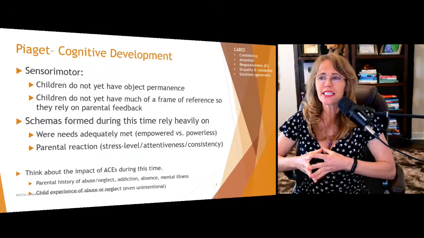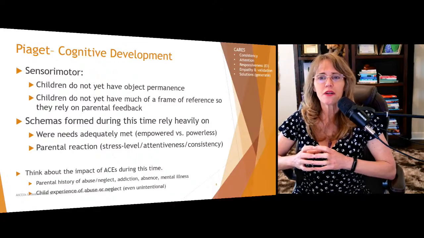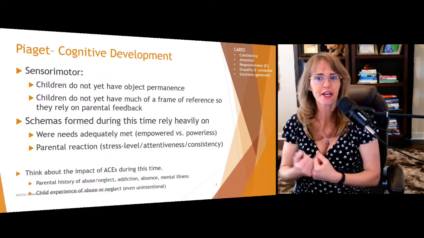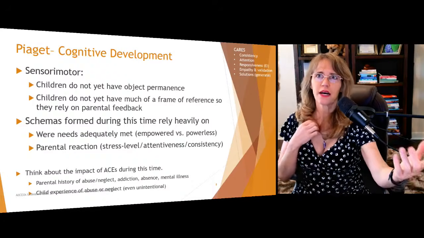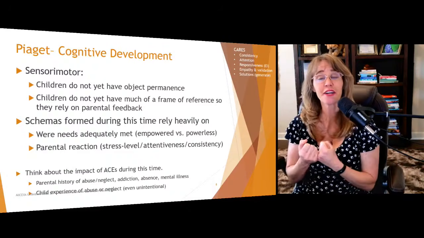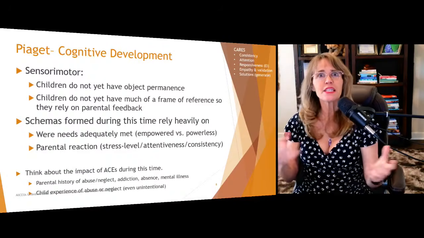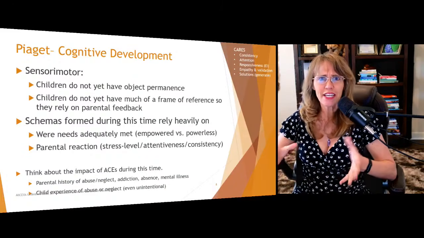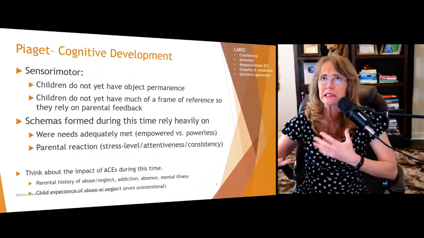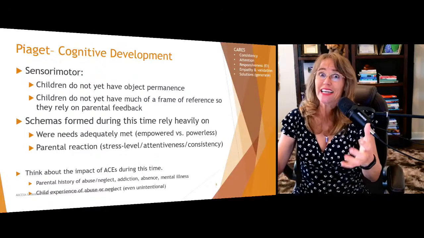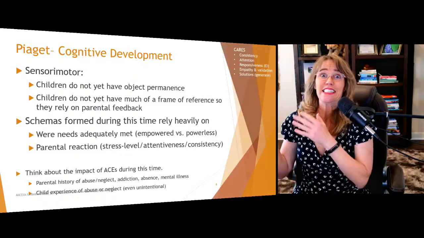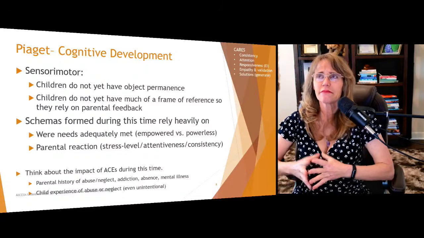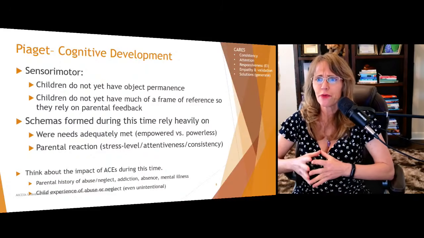Schemas formed during this time rely heavily on, were their needs adequately met? If so, if they wanted a toy and their caregiver gave them a toy, if they were hungry, their caregiver gave them food, their needs were pretty regularly getting met. And I say pretty regularly because, like I said, sometimes the child is crying and you're like, all right, I've gone through the whole checklist and I still don't know what's wrong. But we do our best and we get credit for the couple of times that we miss it.